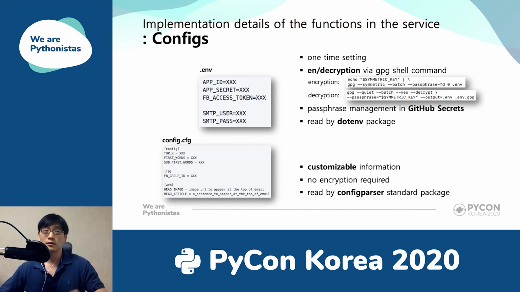On the other hand, the config.cfg file contains all the customizable information. Just for your information, top K means the number of posts to appear in a newsletter, which is set to 24 now. And most importantly, Facebook group ID is the ID of the group you want to scrape posts from. The names of the keys are pretty much self-explanatory, so please read it if you are interested. But let me move on to the next topic for now, which is the Facebook access token.